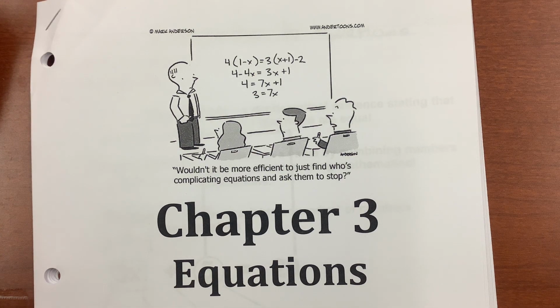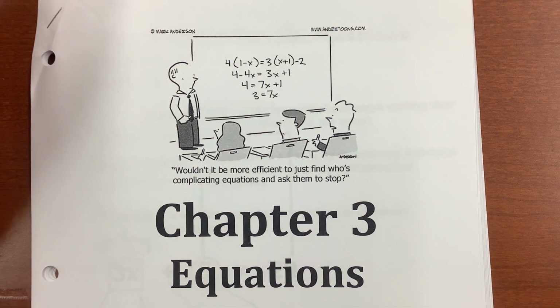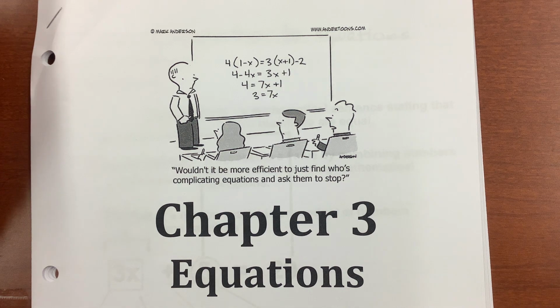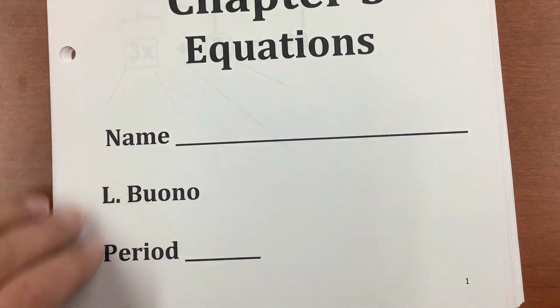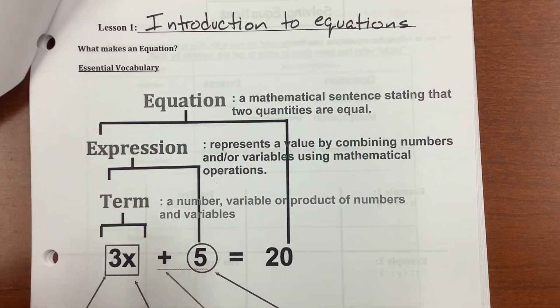We are finally on a new chapter, Chapter 3, Equations. Wouldn't it be more efficient to just find out who's complicating equations and ask them to stop? Probably, but we're not going to do that. We're going to learn how to solve equations. If you look up here at this equation, it looks really complicated, but in fact, it's not that bad. You're going to be able to solve equations like that without trying to skip anything. So please put your name and your period number on the bottom of the first page, and let's get ready to start.